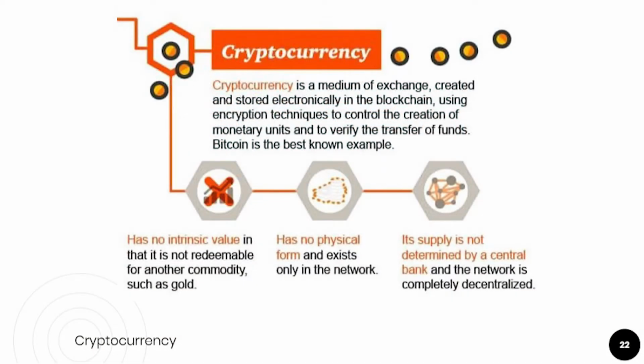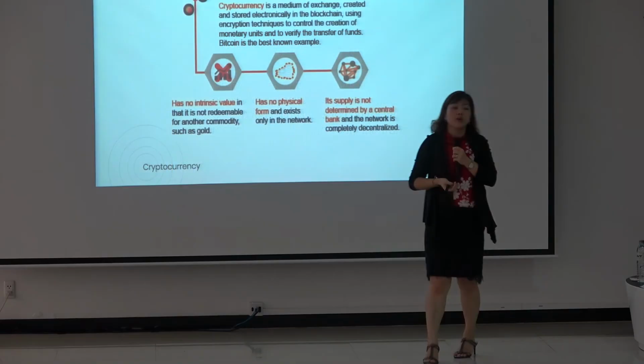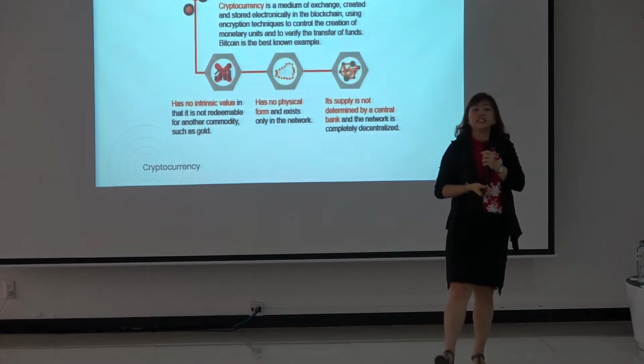So if we talk about cryptocurrency, have you heard of this term? Sure, because when we look at the knowledge rating, on average every term has been heard. So let me give some definition. Cryptocurrency is a medium of exchange, created and stored electronically in the blockchain using encryption techniques, and it can control the creation of monetary units and verify the transfer of funds. A well-known example of cryptocurrency is Bitcoin.